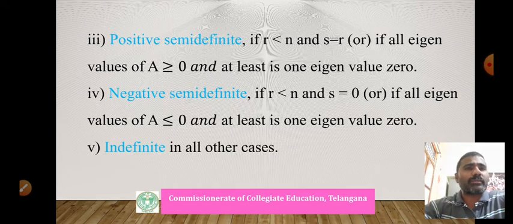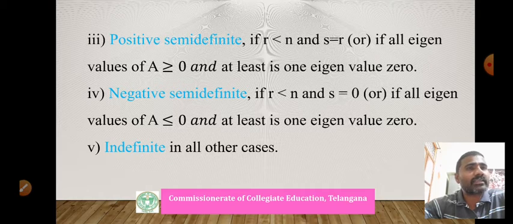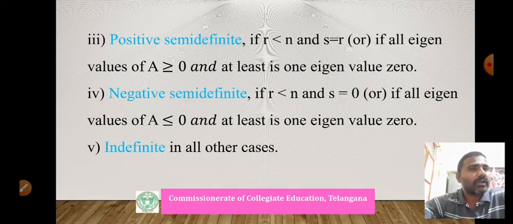Now positive semi-definite. The quadratic form is positive semi-definite. Positive semi means some terms are equal to 0. That means R is less than n, the rank of A is less than n, and S equals R. S equals R means all terms are positive. There are only R terms, and all R terms are positive. That means some terms will be 0, since R is less than n.